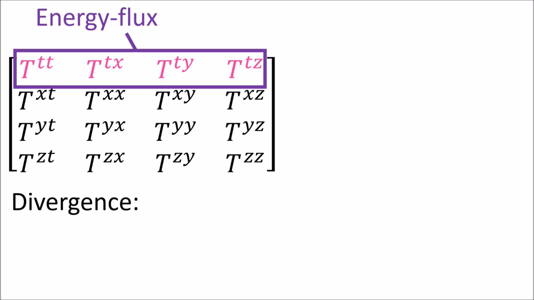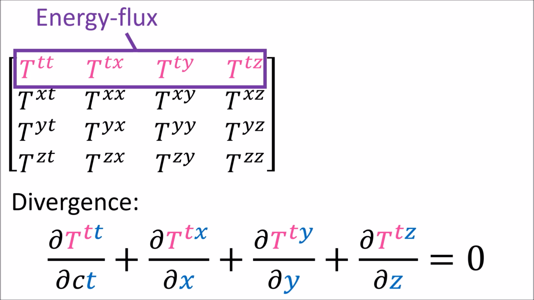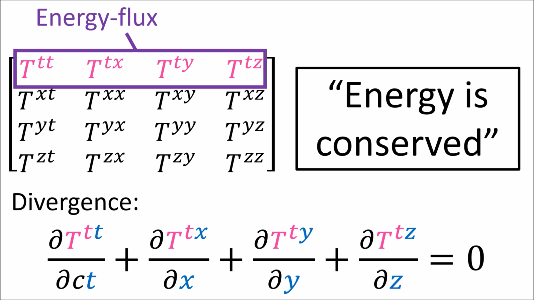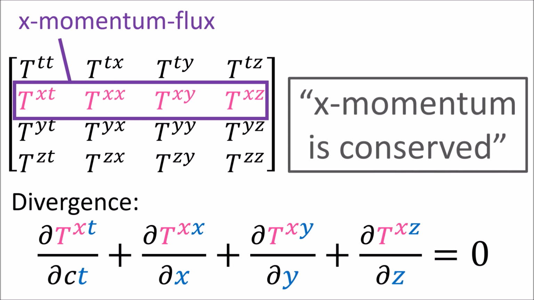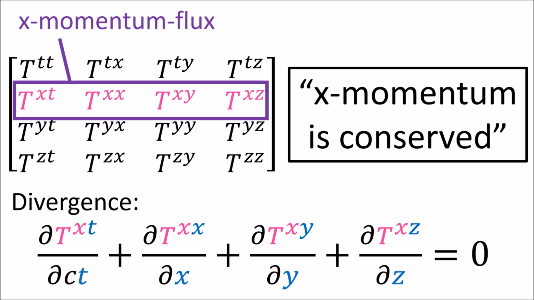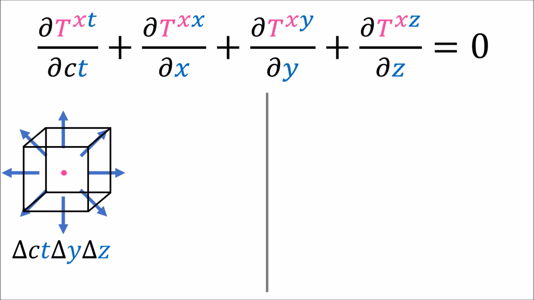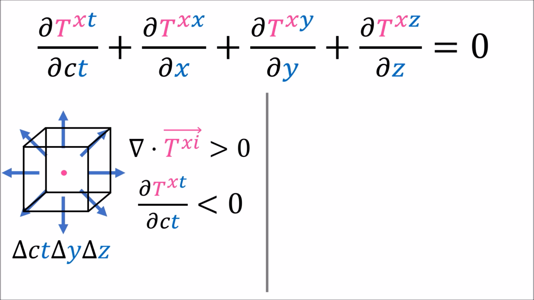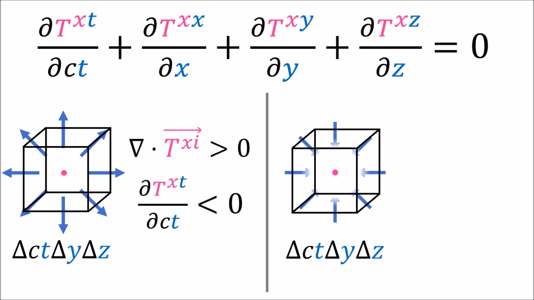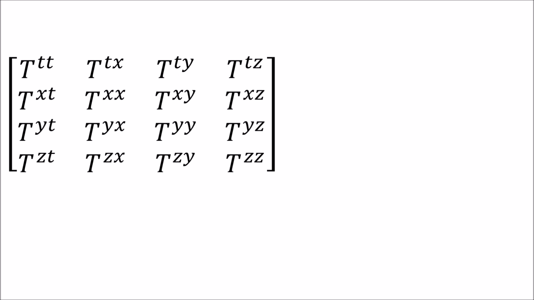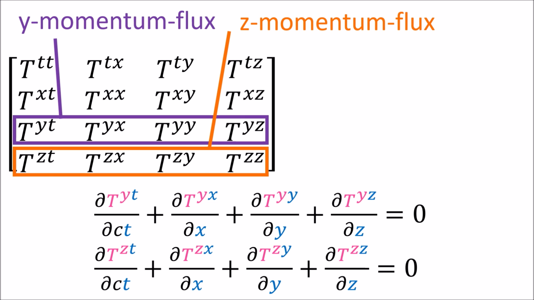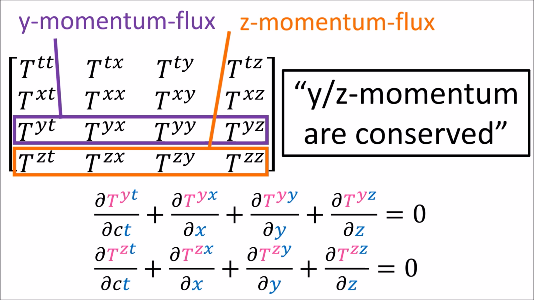So when we say that the divergence of the first row of the energy momentum tensor is 0, we are basically demanding that energy be conserved. We can also take the divergence of the next row and force it to be 0 as well. This gives us a continuity equation for x momentum, which forces the x momentum to be conserved. Basically, if x momentum is flowing out of a time yz box, then the x momentum density must be decreasing. And if x momentum is flowing into a time yz box, then the x momentum density must be increasing. Setting the divergence of the last two rows of the energy momentum tensor to 0 gives us continuity equations for y and z momentum, which forces y and z momentum to be conserved.